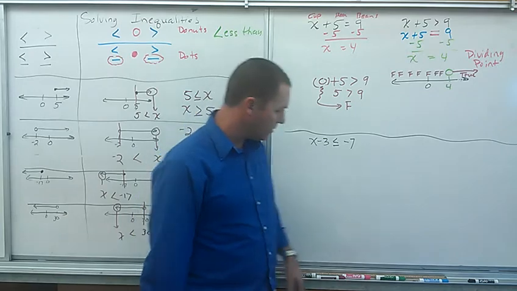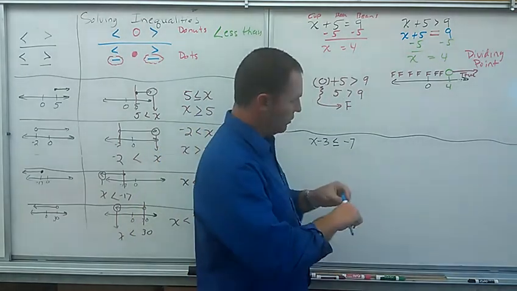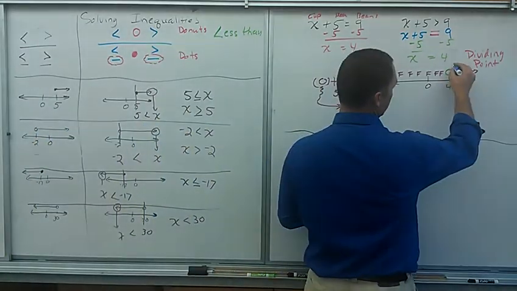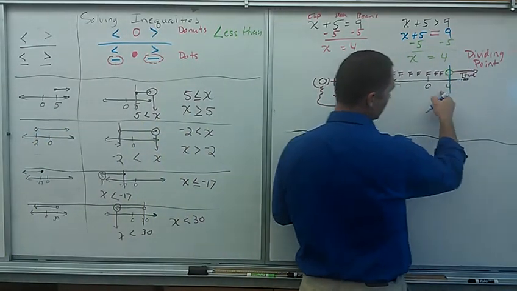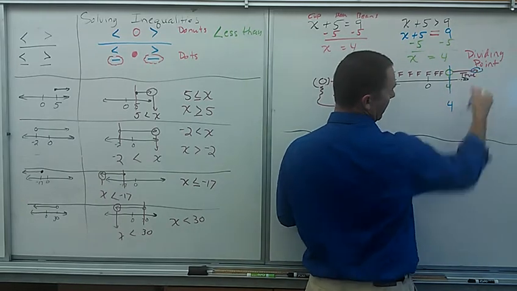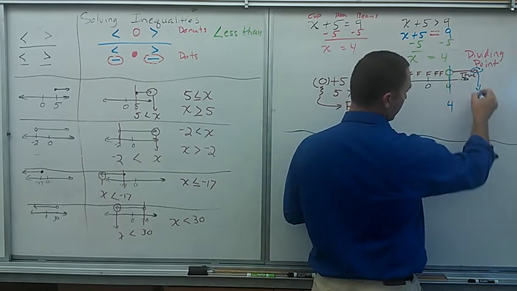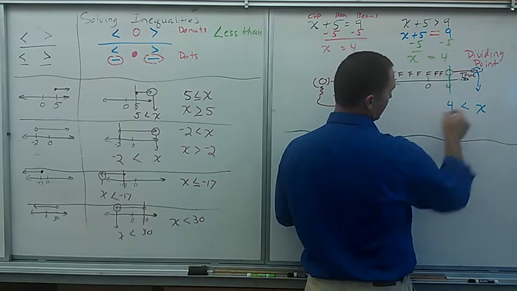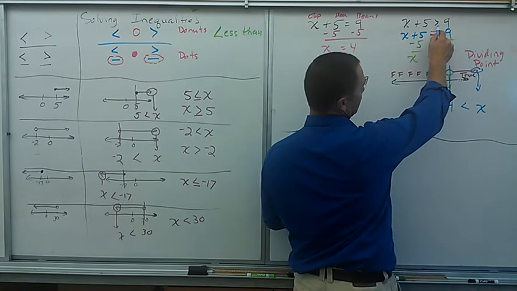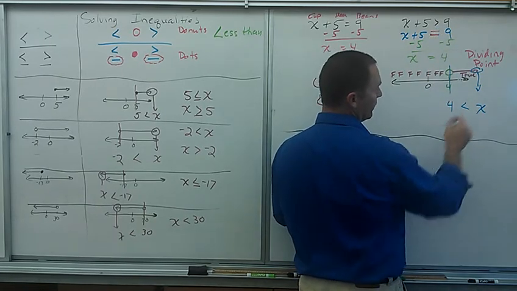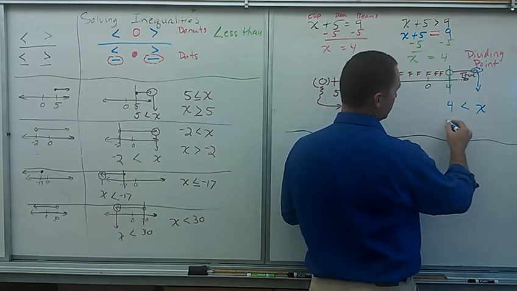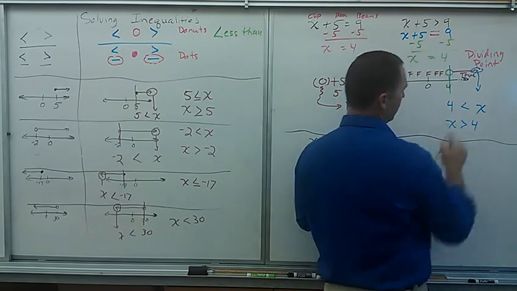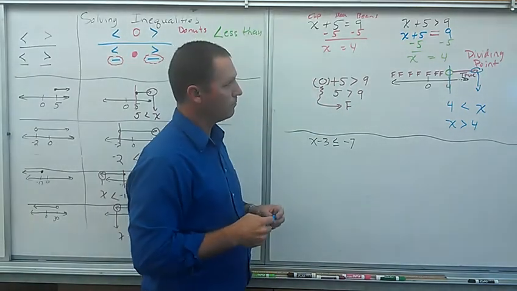And now I'm ready to write my inequality. So, just like we did over here, underneath my dividing point, I'm going to write my number, which is 4. Underneath my arrow, I'm going to write my variable. And if I do that, I always use the less than symbol. I come back up here and see it's not equal to, so it's not equal to. So 4 is less than x. If you want to switch it around, you can. Just make sure you switch the symbol. So x is greater than 4.